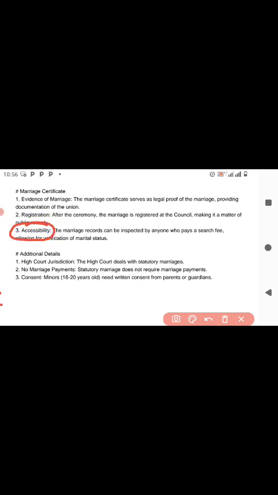So accessibility, once it's registered, the marriage records can be accessed or actually inspected by anyone who pays a search fee, allowing for verification of marital status. It's very important, especially nowadays, that people have become increasingly cunning. They may get married to 2 or 3 people, so it's better you do pay a search fee at the authorities there, then you verify whether somebody is married or not.